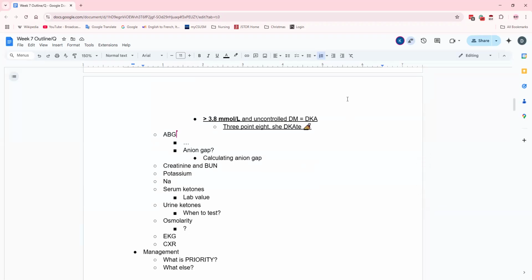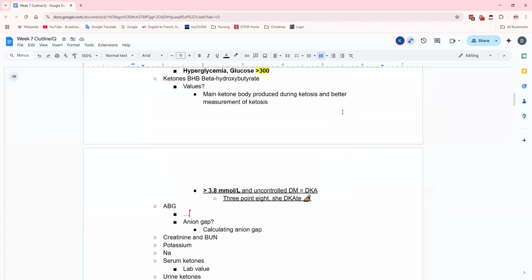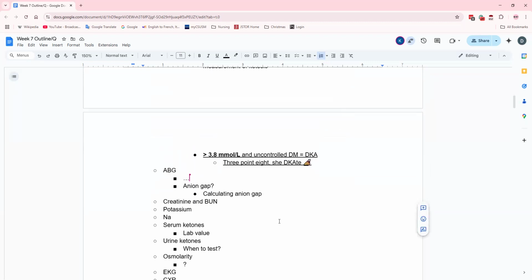All right, what do you expect to see on your ABGs? Low pH. Low pH. What about your bicarb?